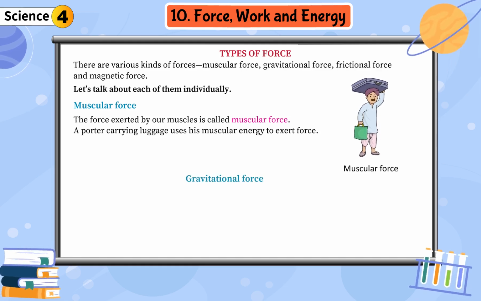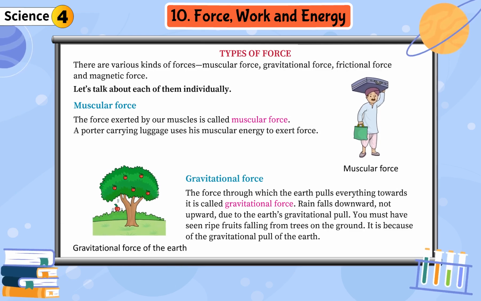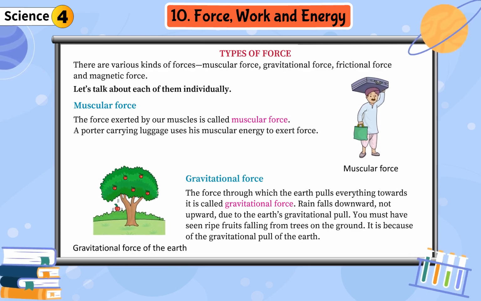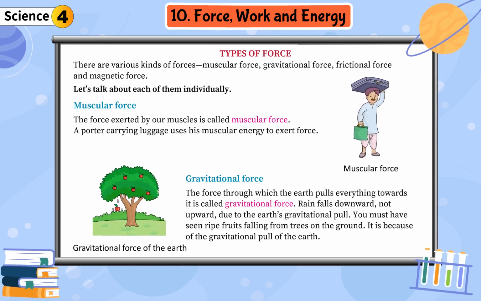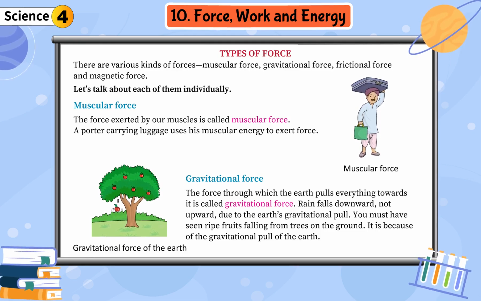Gravitational force. The force through which the earth pulls everything towards it is called gravitational force. Rain falls downward, not upward, due to the earth's gravitational pull. You must have seen ripe fruits falling from trees on the ground. It is because of the gravitational pull of the earth.